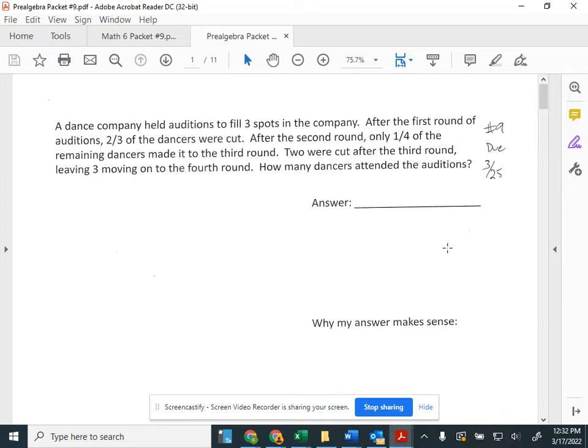I think that's it for our little housekeeping. So let's look at our first page of our math packet. Let's look at how we answer this one.